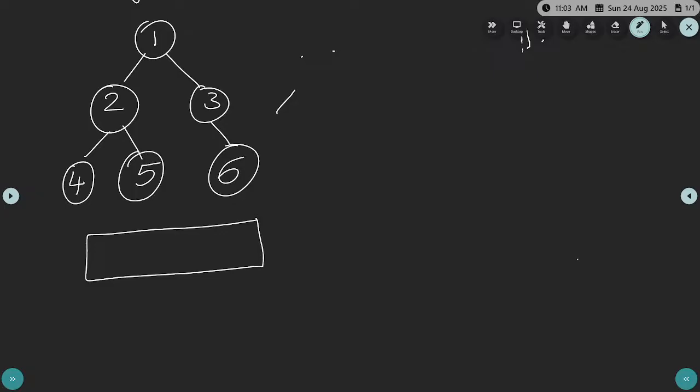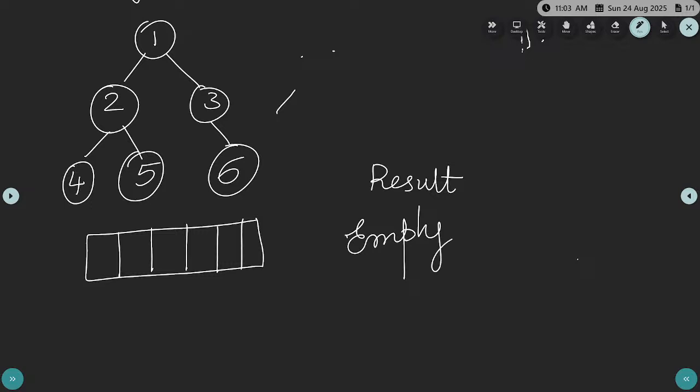How many vertices are there? 1, 2, 3, 4, 5, 6, right? So first, this is the Q and this is the result. See, you have to write like this, only then you will get marks, okay? First of all, the Q is empty. First step is Q is empty. Clear? Now I am going for the 0th level. So which is the vertex which I should add?